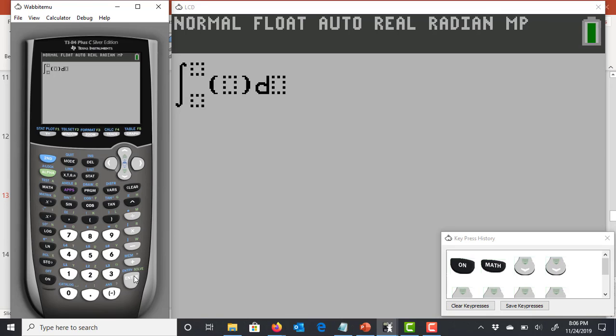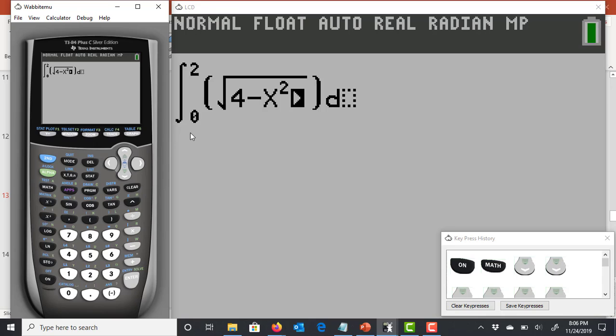So the one that we were just doing, which went from 0 to 2 of the function the square root of 4 minus x squared. And we want this integral with respect to x. And if we do this calculation, we should get approximately pi.